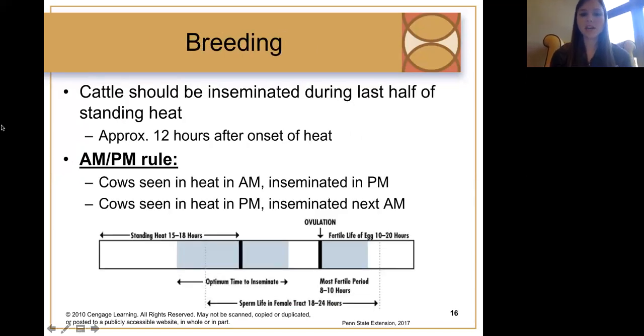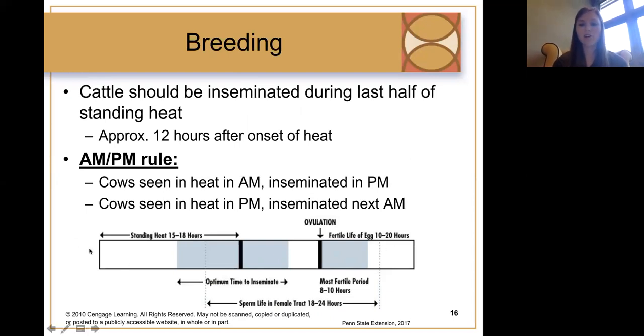As far as breeding, cattle should be inseminated during the last half of what we call standing heat, which is approximately 12 hours after the onset of heat. To make this simple, the way that I was taught is the AM/PM rule. If the cow is seen in heat in the morning, then you inseminate in the evening or that night. And the opposite, if you notice the cow goes into heat at night, you inseminate the next morning. So that's just an easy way to keep track of it.